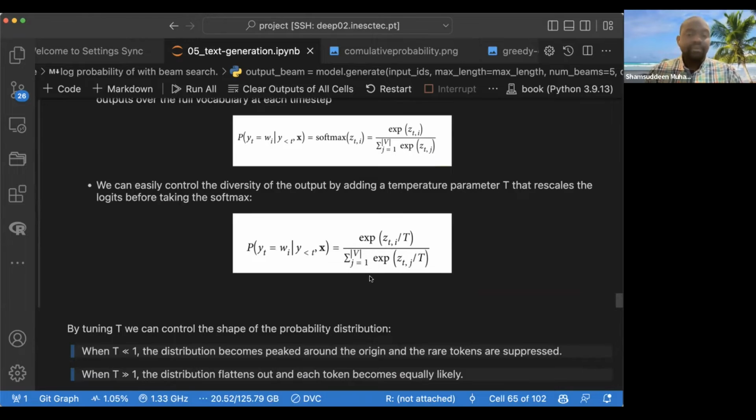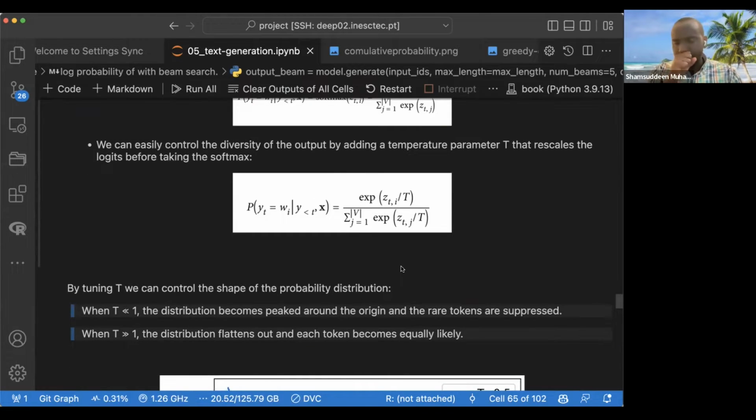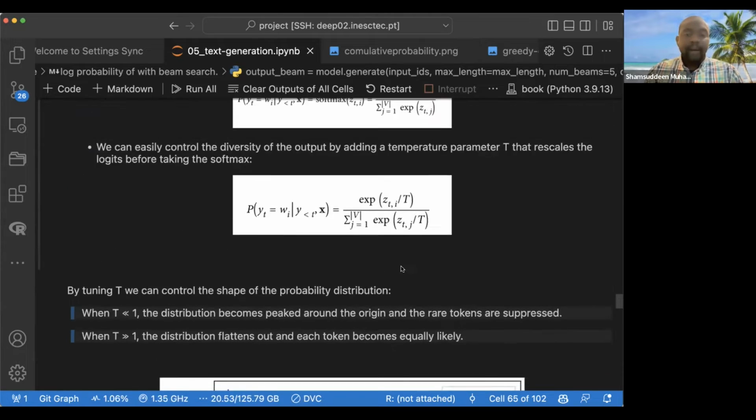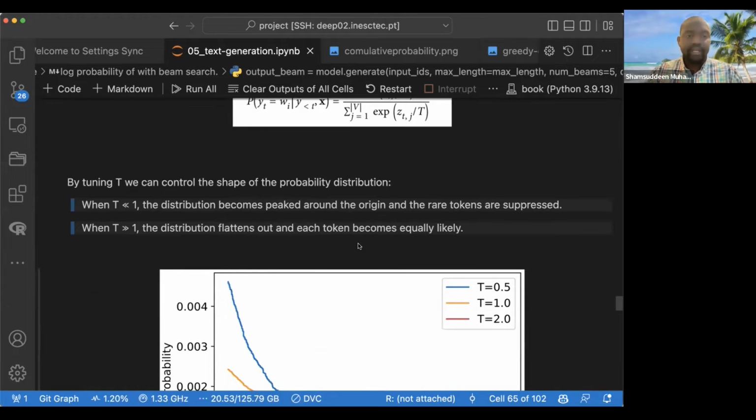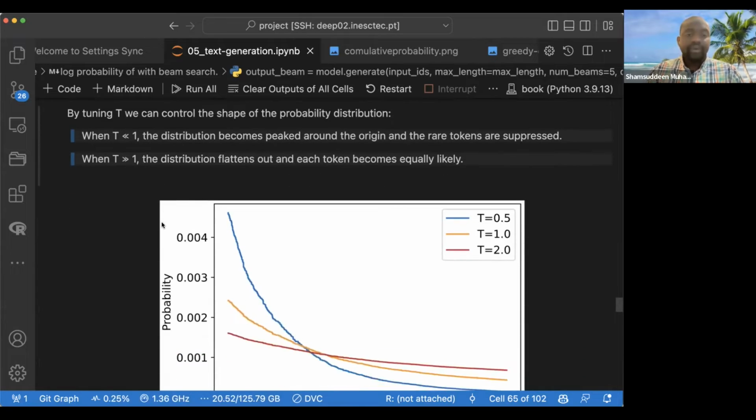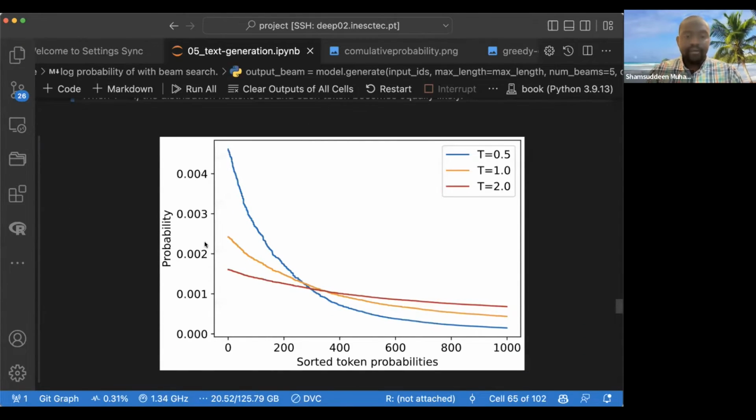So here you can see that before taking the softmax, you add another parameter, temperature. We will see how we can use that. We can see the effect of the temperature here, when the temperature is less than 1 and when it is greater than 1. The book shows the sorted token probabilities for t equals 0.1, t equals 1, and t equals 2.